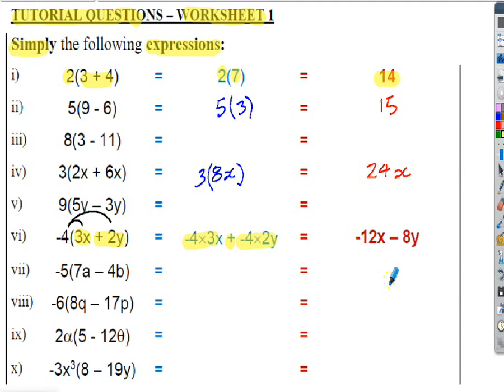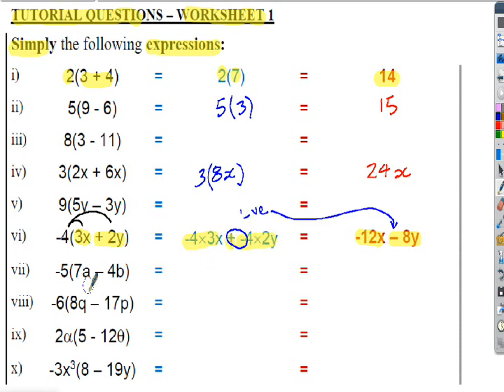Just be careful when you evaluate. Negative 4 multiplied by 3 is negative 12, so it's negative 12x for the first term. And we've got negative 4 multiplied by 2y, so that becomes negative 8y. Don't forget the positive and negatives there makes the negative.